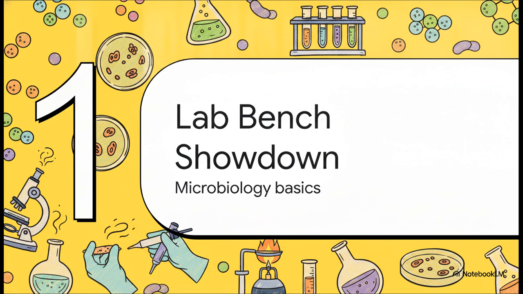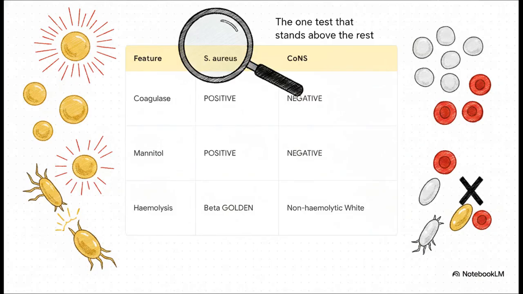All right, jumping right into Section 1, the lab bench showdown. Now, take a look at how clearly these lab results paint a picture of these two totally distinct bugs. If you look over at the S. aureus column, when it grows on blood agar, it creates these striking beta-hemolytic golden colonies. Think of it as golden and literally blood-bursting. It also ferments mannitol, which tells us it's highly metabolically active. But then, look over at CoNS. They produce these small, white, non-hemolytic colonies. They don't burst red blood cells, and the vast majority of them do not ferment mannitol.